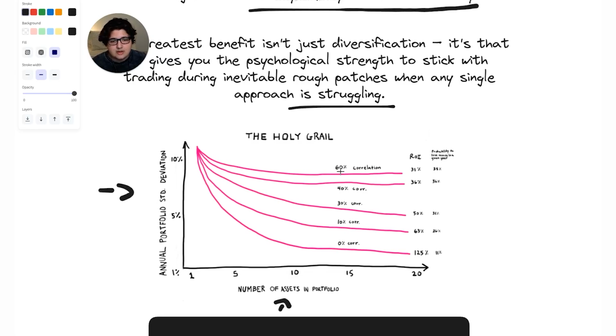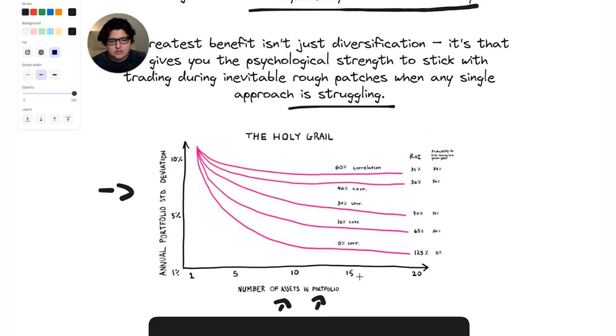Then on the right-hand side, you have the correlation of each one of these particular lines. So the correlation of those assets that are being put in that particular portfolio. So in this top line, there's a 60% correlation within the number of assets in that portfolio. And then we can see how it affects the overall risk or risk-adjusted returns on the left-hand side.